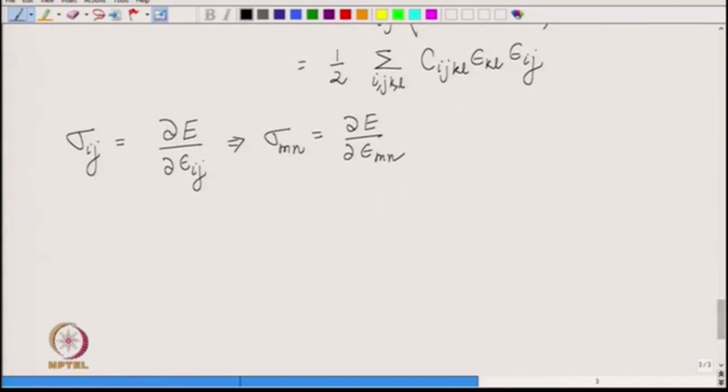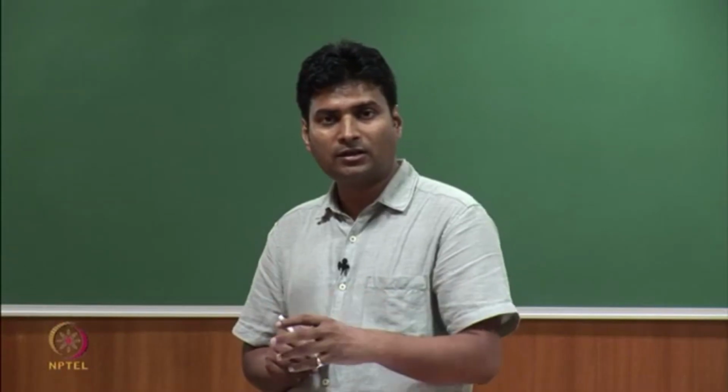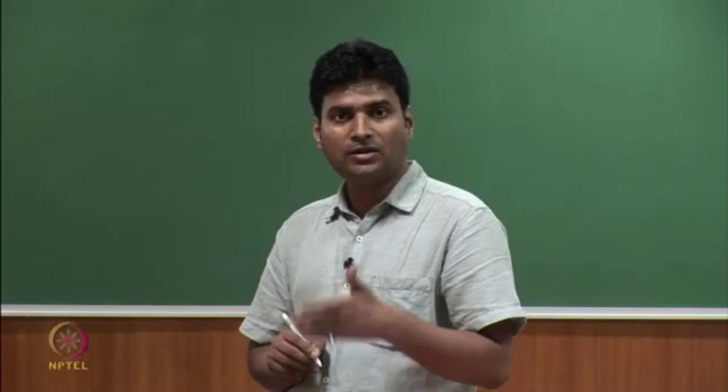All right. So, let us try to work out the derivative now and see what we get. So, we will have half of C i j k l times del epsilon k l over del epsilon m n, you see this, into epsilon i j, plus C i j k l times epsilon k l into del epsilon i j over del epsilon m n, right, because C i j k l is a constant. So, it does not change with strains. So, while taking the derivative, it acts like a constant, and we only take the derivative of the strains.